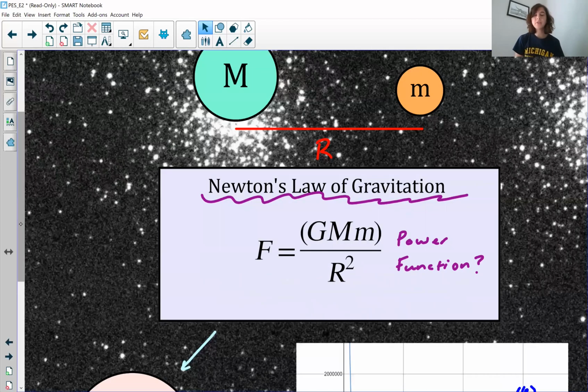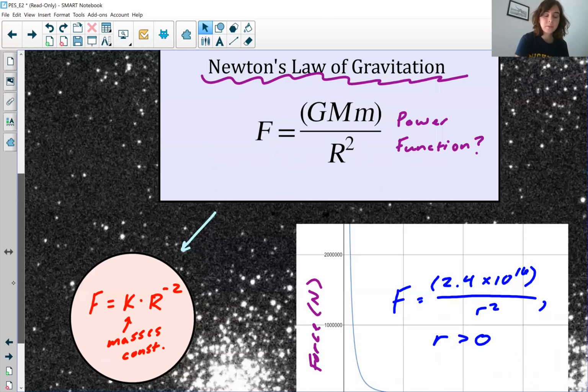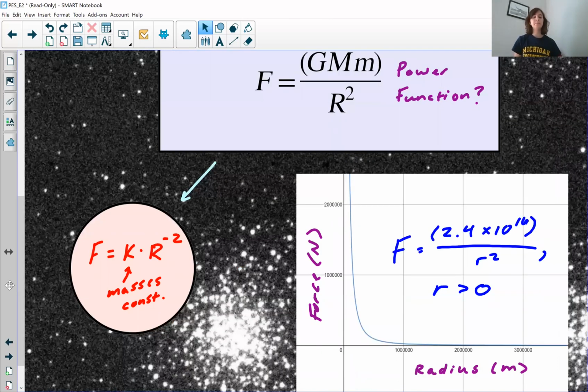And so you might be wondering how this is a power function. So let me write it a different way. You scroll down here. So if you look on the left, you could also write this as F equals K times R to the negative 2. And I'll explain how I got that.